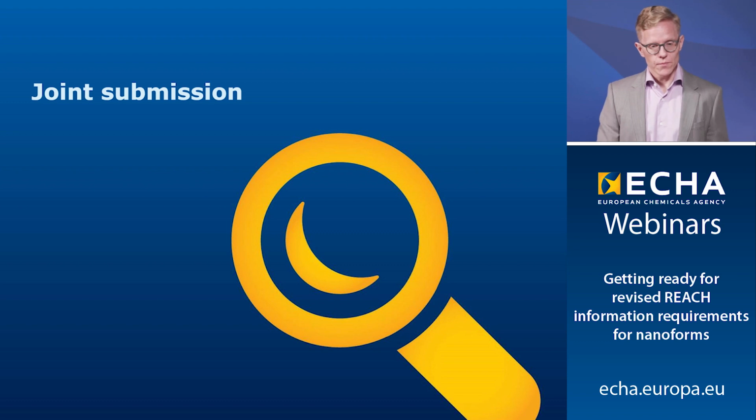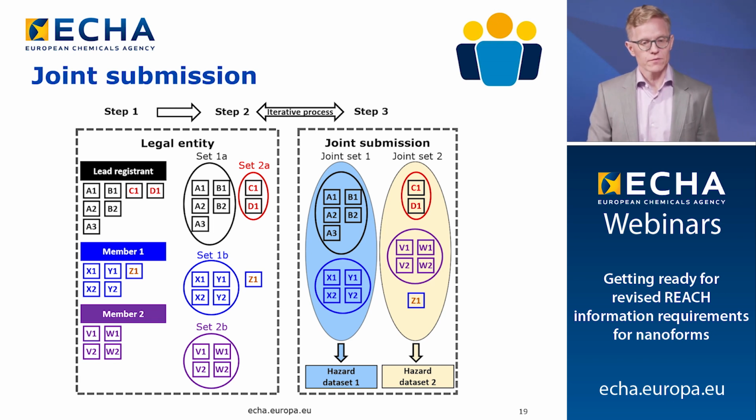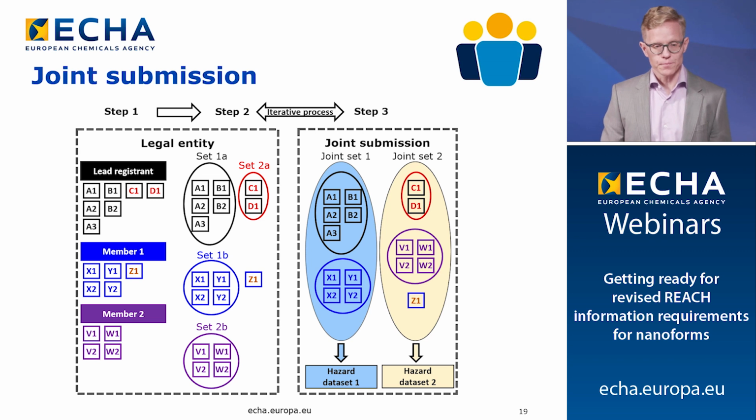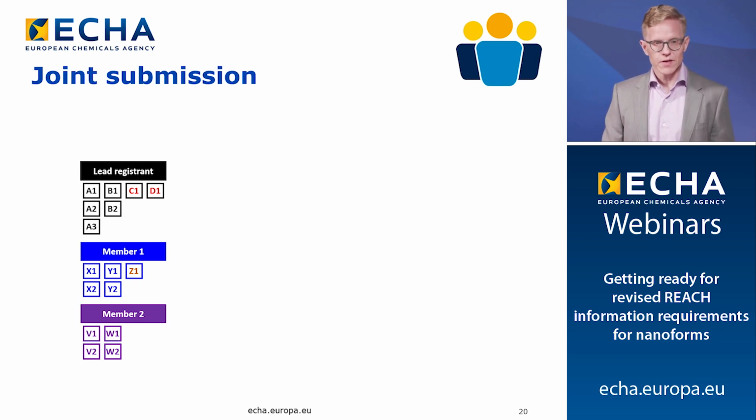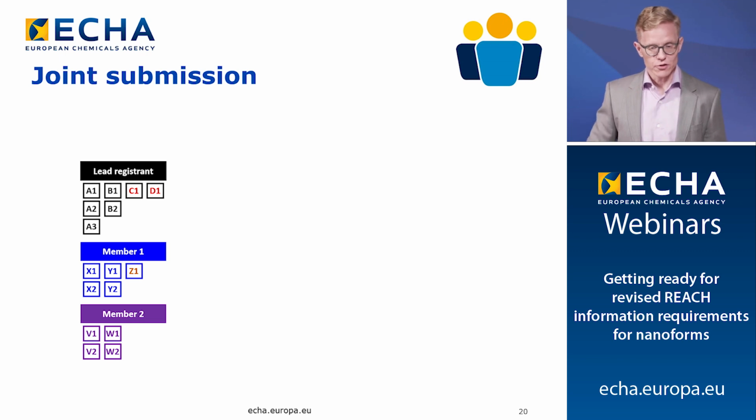Next, I will briefly explain how the joint submission of data can be done. This figure you can find in the ECA guidance on nanoforms. In this figure, each box with a letter-number combination represents a nanoform. The nanoforms with the same letter but different number are nanoforms with the same specifications. The nanoforms with black edges of the box are manufactured or imported by the lead registrant, those with blue edges by member 1 and those with purple edges by member 2.